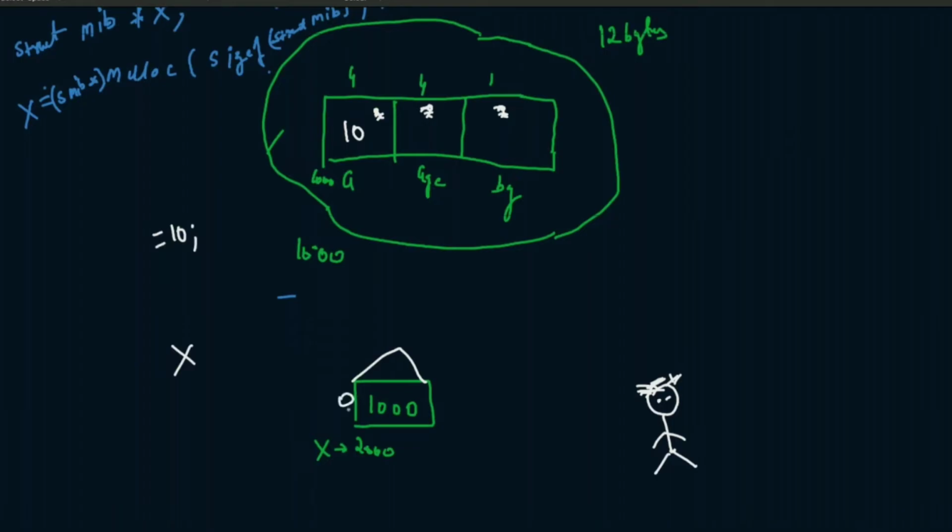From here, I want to travel to this position. So what will I use to go from here to here? I'll use an operator called star. I'll come to here. Now I am here, right?